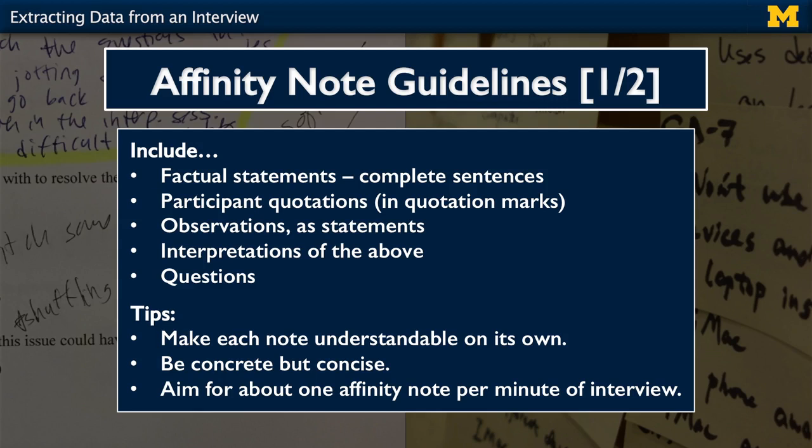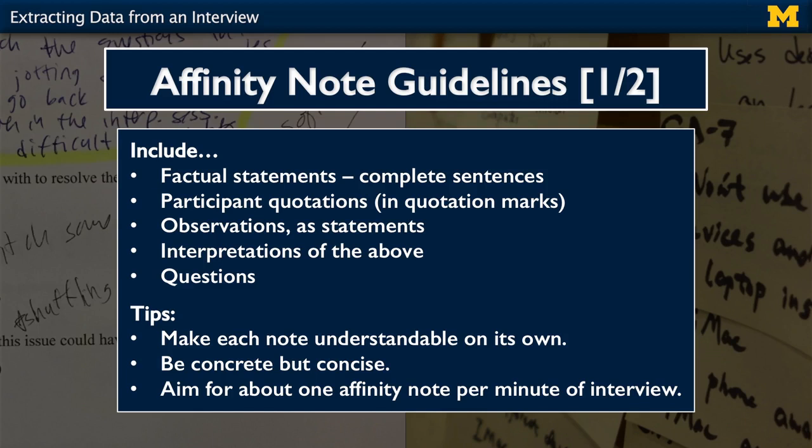And then you want to have about one affinity note per minute of interview. So for a one-hour interview, you'd have about 60 affinity notes. Now, in theory, that's the case, but in practice, you'll often find that some interviews are not as revelatory as others.